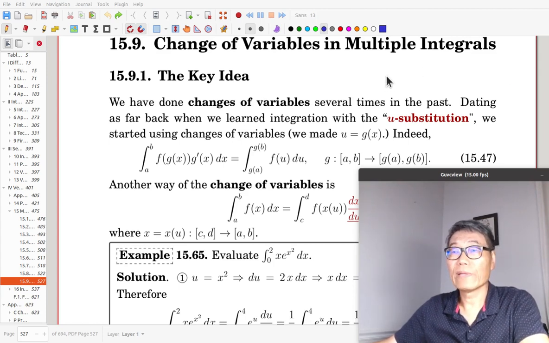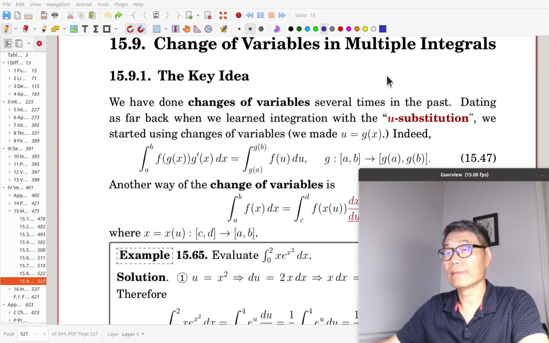Section 15.9, Change of variables in multiple integrals. The change of variables is a very important and useful tool, particularly for vector calculus. In chapter 16, we'll use it again and again. So you have to understand it quite thoroughly.